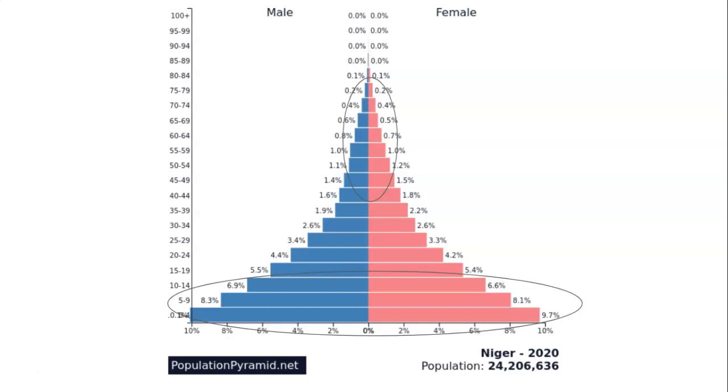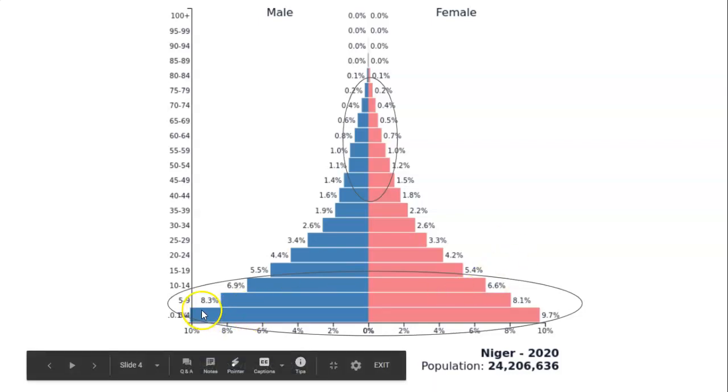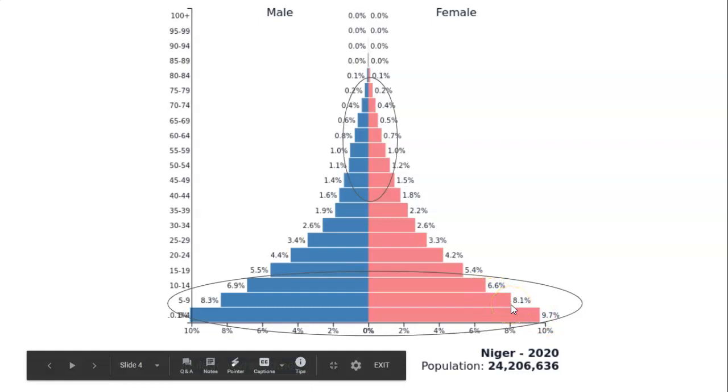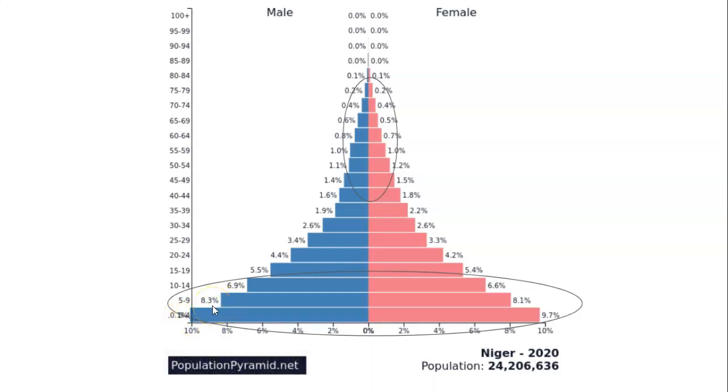Now, what I really notice is if I look down here, there's a really big drop off from 9.7 for women to 8.1 at the next age group. And it's hard to see here, that's around 10% for males and drops all the way to 8.3%. Now that's a pretty big drop. You typically see a small drop at this age group, but it's not usually that much. So that tells me there's something going on in Niger. Why would there be such a significant drop off from the lowest age group to the next lowest age group?